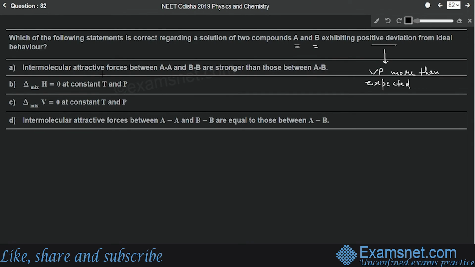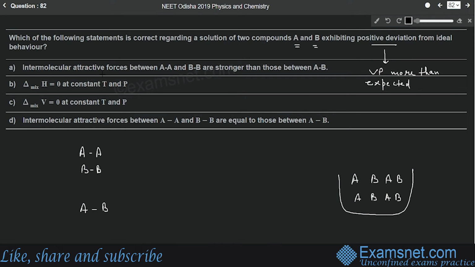Let's see. Suppose we have a solution having two types of compounds, compound A and compound B. Okay, so what will be the types of interactions here? There will be two types of interactions. First type of interaction will be among the molecules of same compound, that means AA and BB. And the other type of interaction will be between the molecules of different compounds, that means between A and B.